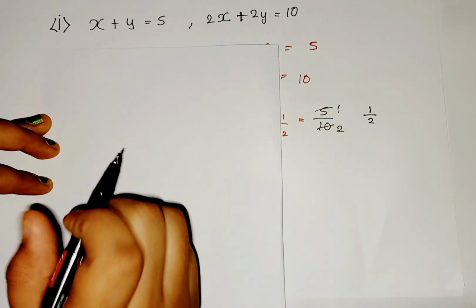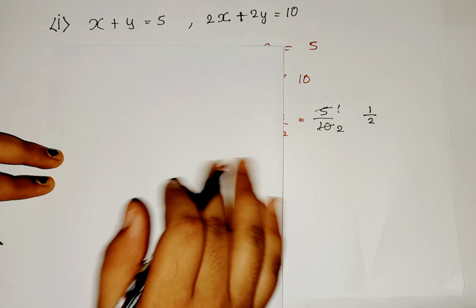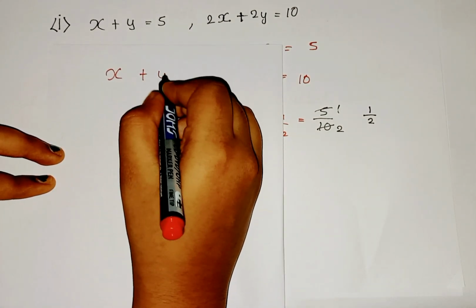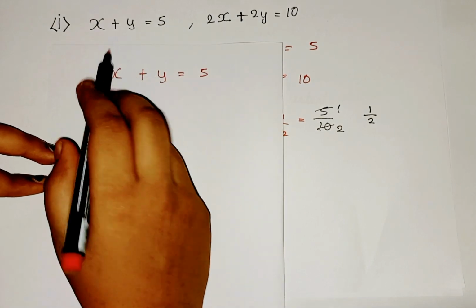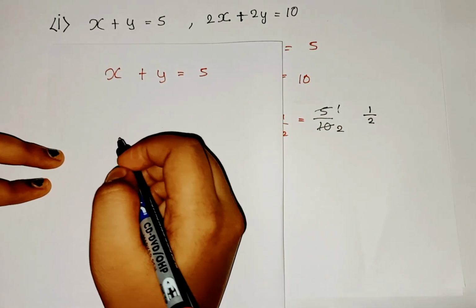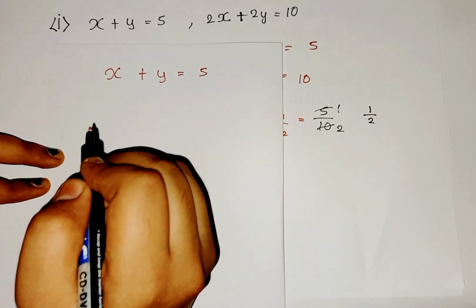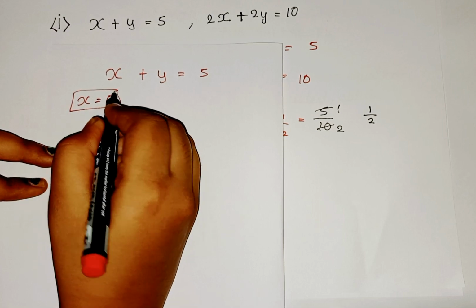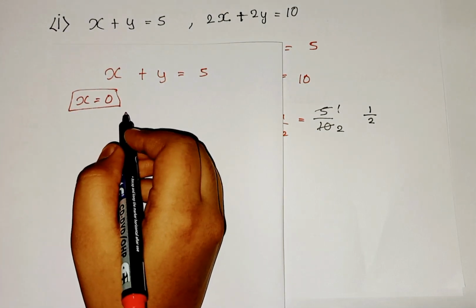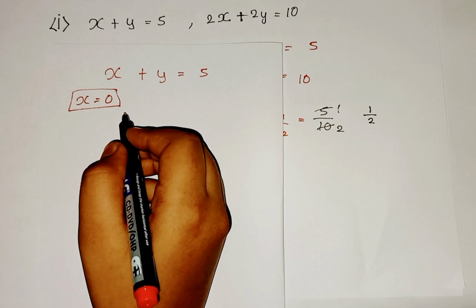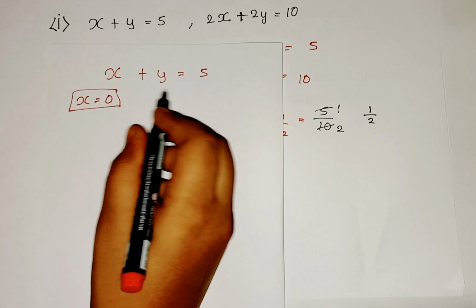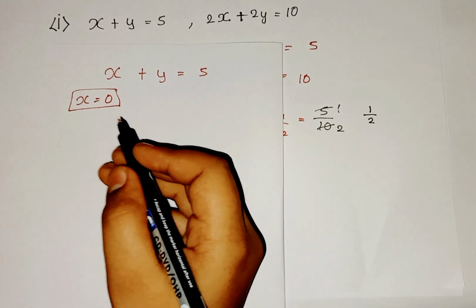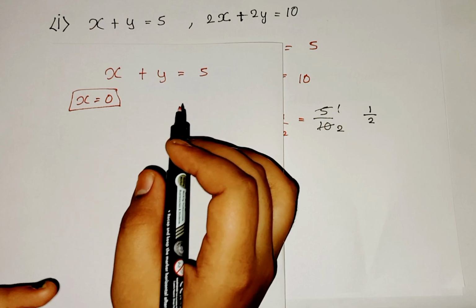For solving it graphically, let me write the equation. First, this equation, that is x plus y is equal to 5. I just wrote it as it is. Now I am going to take x value as 0. You might be wondering why suddenly I am taking x value as 0. Whenever you want to solve something graphically, first write the equation and you can put random values.